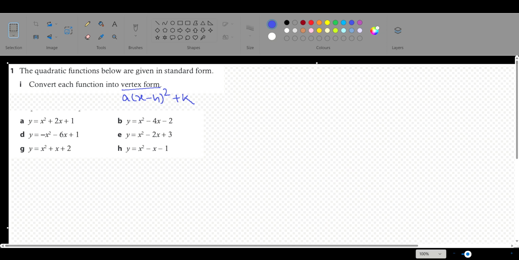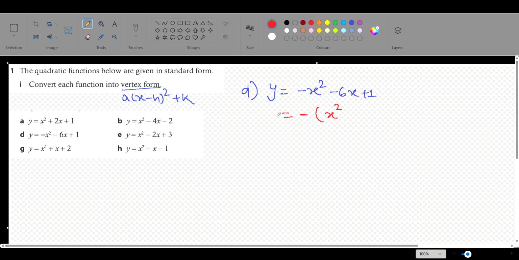In question D, we have the expression y is equal to negative x square, negative 6x, positive 1. So what I can do here, I need to put negative out from negative x square. I need this term to be positive. So I'll put negative as a common and I'll work in a bracket which is x square.